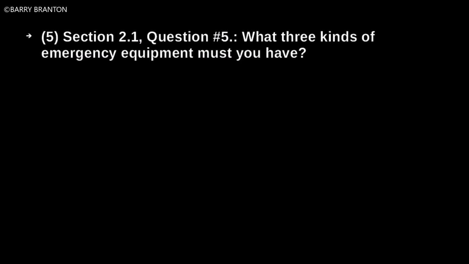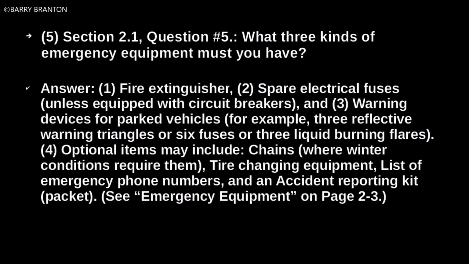What 3 kinds of emergency equipment must you have? Fire extinguisher. Spare electrical fuses, unless equipped with circuit breakers. Warning devices for parked vehicles, for example, 3 reflective warning triangles, or 6 fuses, or 3 liquid burning flares. Optional items may include chains, where winter conditions require them, tire changing equipment, a list of emergency phone numbers, and an accident reporting kit or packet.